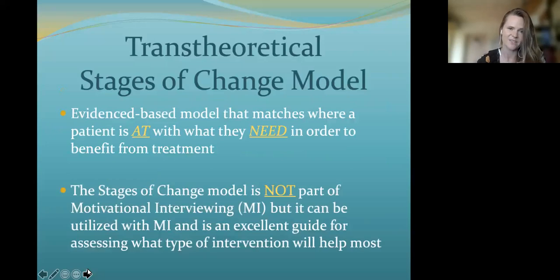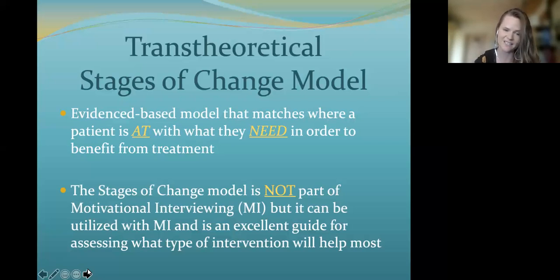So in terms of the trans-theoretical stages of change model, this is an evidence-based model that matches where a patient is at with where they need to be in order to benefit from treatment. And that sounds really simple, but the reality is that when we miss that, when we undermatch or overmatch patients with treatment, we can very easily scare them off or even be counterproductive in their treatment.